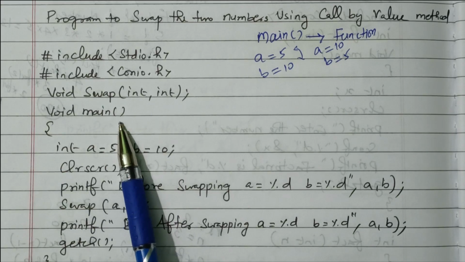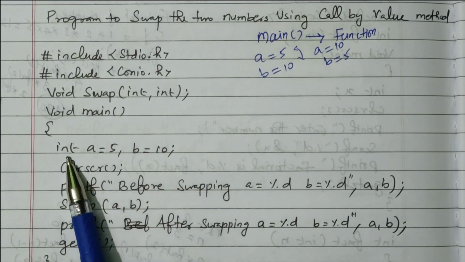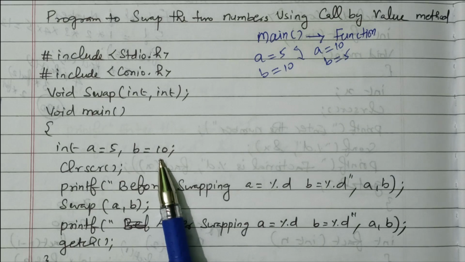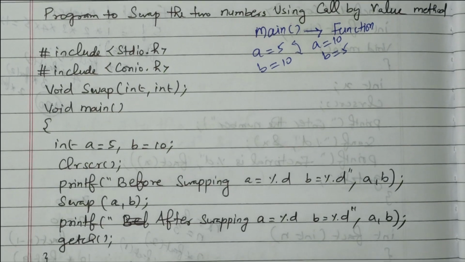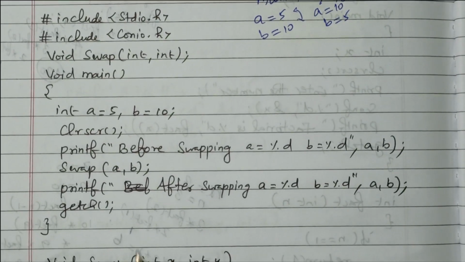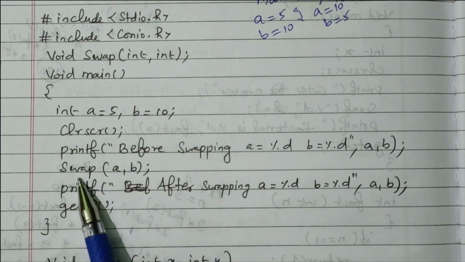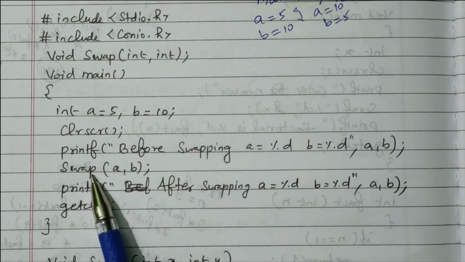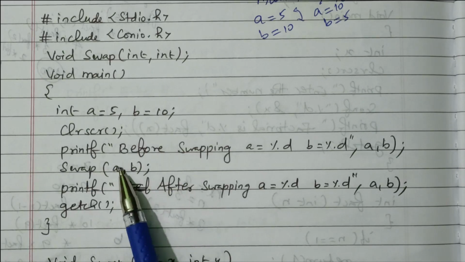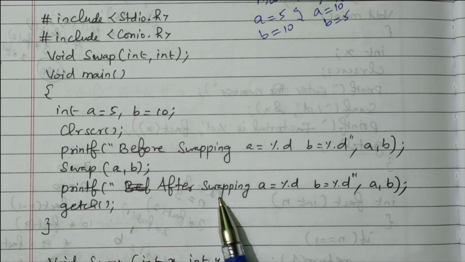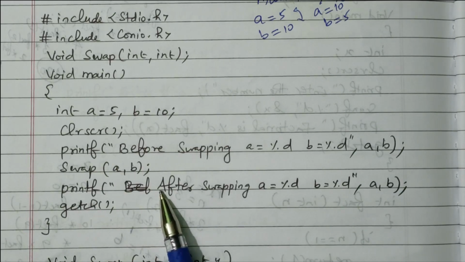Now we can start the program. void main. We declare the variables int a equal to 5, b equal to 10. We are not getting the values from the user. They are directly declared: a equal to 5, b equal to 10. Then clrscr, clear screen. After clearing the screen, we are printing the values. printf before swapping. Here we are calling the function swap(a, b). Before calling the function, we are printing one time. After calling the function, again we are printing the same values. We are printing the values before and after calling in order to verify.